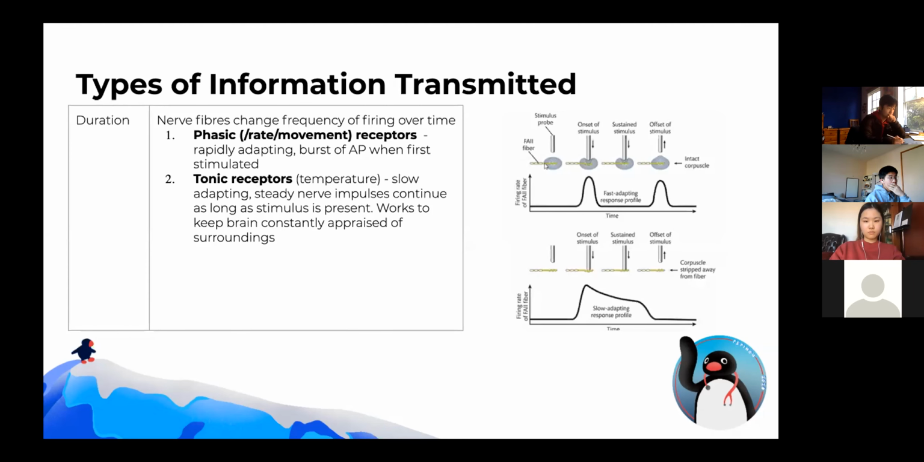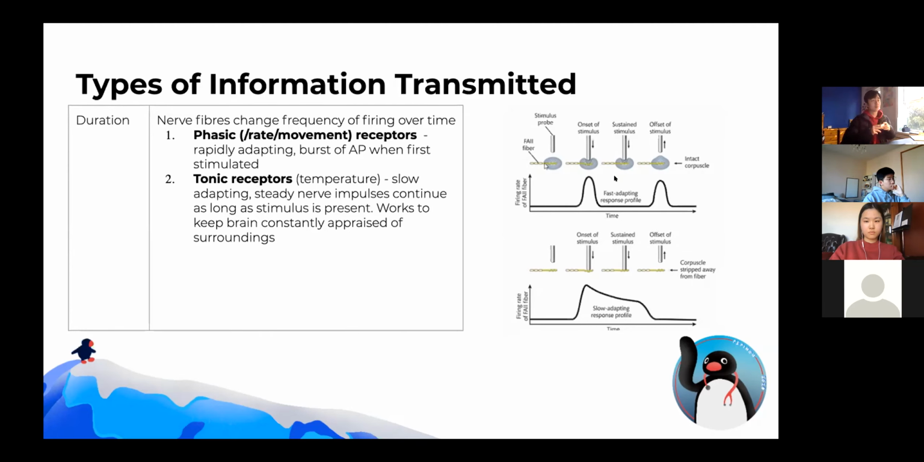Okay, so types of information transmitted. Your nerve fibers change frequency of firing over time. If you look at the diagrams on your right, you've got two different diagrams, right? If you have receptors that are fast, rapidly adapting, they basically send in an AP when first stimulated, and then they adapt. So if it's a sustained stimulus, then they have an offset, then send out an AP again.